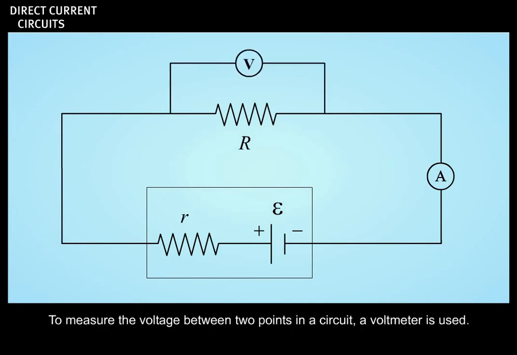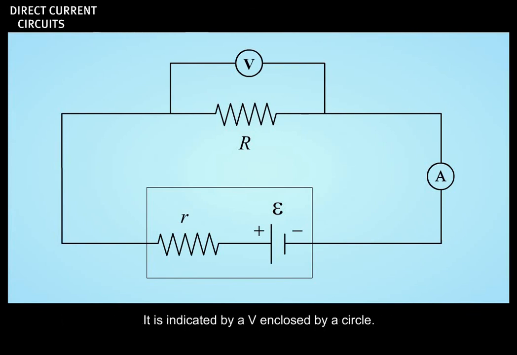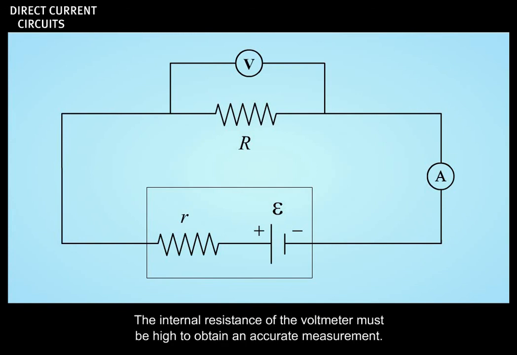To measure the voltage between 2 points in a circuit, a voltmeter is used. In our example, the voltmeter measures the voltage across resistor R. It is indicated by a V enclosed by a circle. It is connected in parallel to the resistor. The internal resistance of the voltmeter must be high to obtain an accurate measurement.